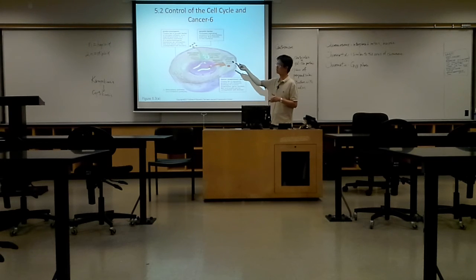So here you can find yin and yang again. One is like a gas pedal. The proto-oncogene will just tell the cell, okay, keep on dividing. The other, the tumor suppressor gene, is like the brake of your car. You will tell the cell, okay, stop dividing. You have enough cells, then you should stop.